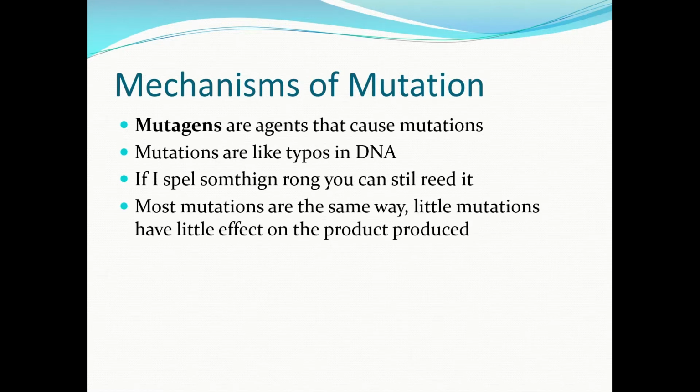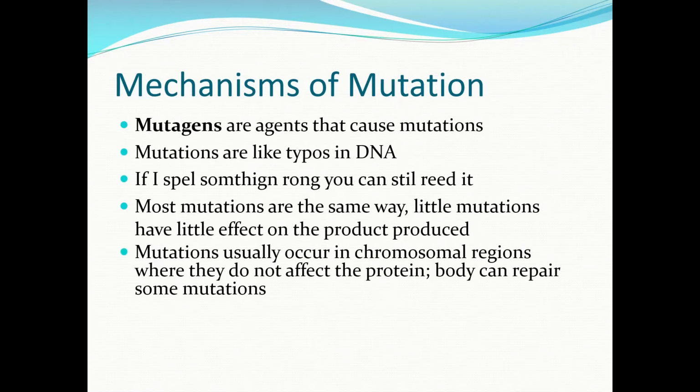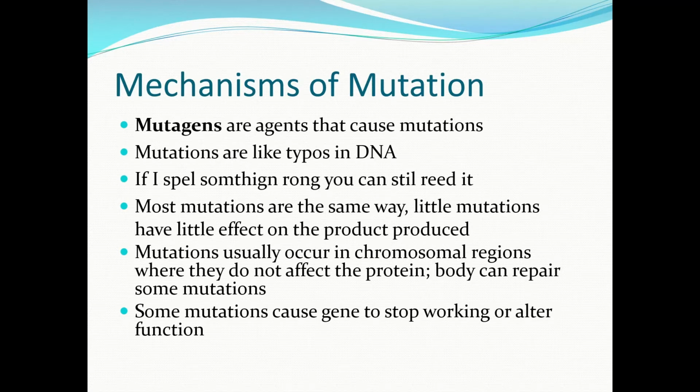So you get little mutations, they have little effect on the product produced, but yeah, sometimes they're worse than that and they can be bad. Mutations usually occur in chromosomal regions where they do not affect the protein, and the body can repair some of the mutations. But some mutations cause genes to stop working, they alter their function, and those are the really dangerous ones.